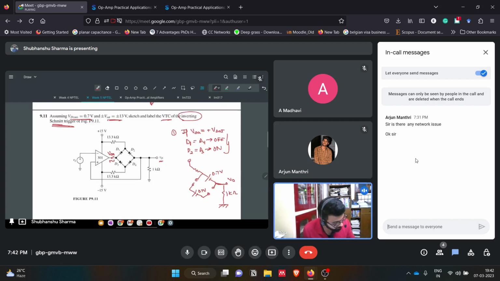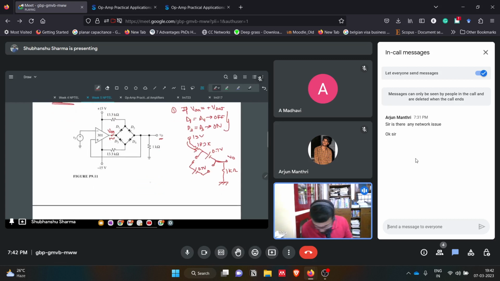Okay, so now what will be V naught? Simply, this is 15 volts here, and this is 13.3 k, so we can use KVL here. We will get 15 minus 13.3 k times I, that is the current from here, minus 0.7 equals V naught. Simple KVL from this point to this point. And what will be I? I will be V naught by 1k.